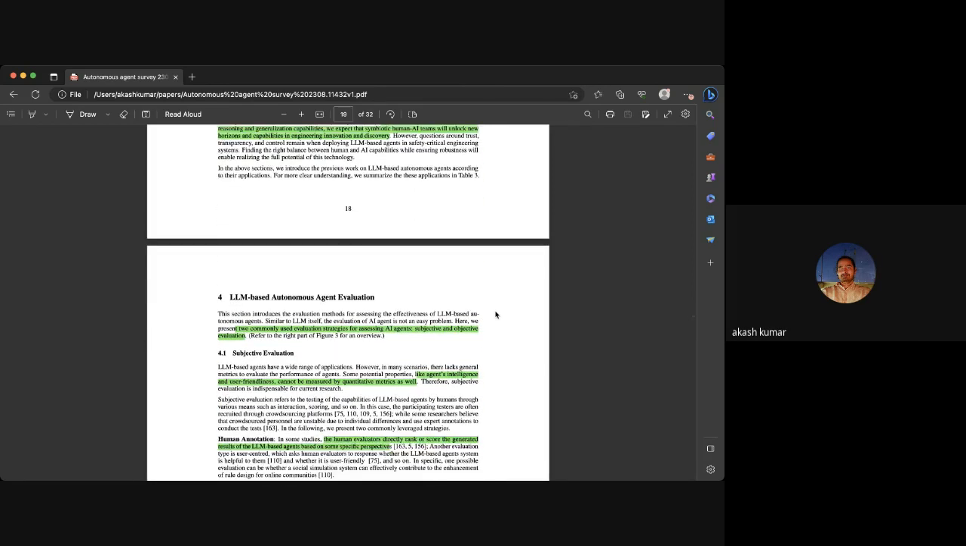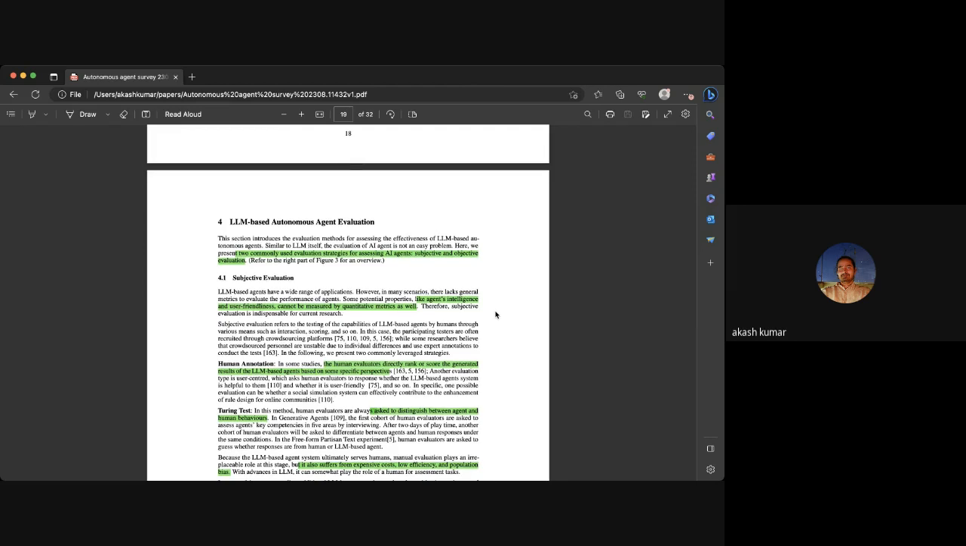So in the previous section we talked about how these agents are being used in different areas, and before that, in last week's meeting, we discussed the design. Now the authors discuss how these agents are being evaluated. There are two commonly used evaluation strategies, which are subjective and objective evaluation.